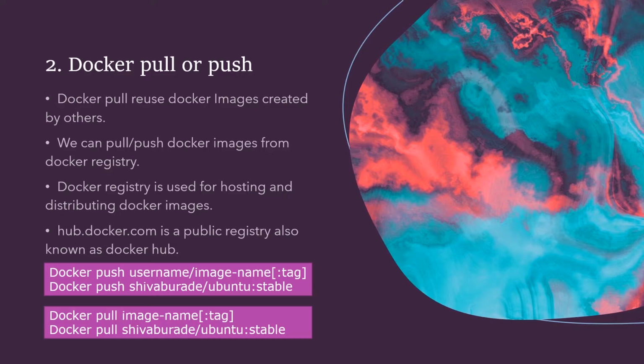Use the command docker pull to download an image, and to publish your own Docker image, use the command docker push. Syntax for push and pull are given for your reference. Also, Docker Hub is the most famous public registry, so if you have time, just check it out.